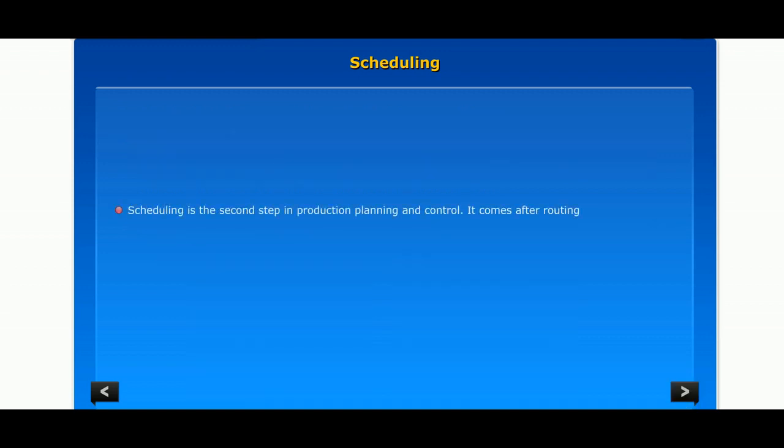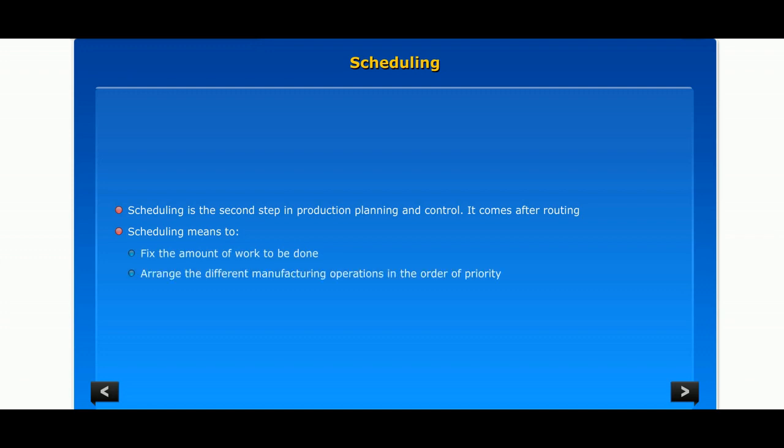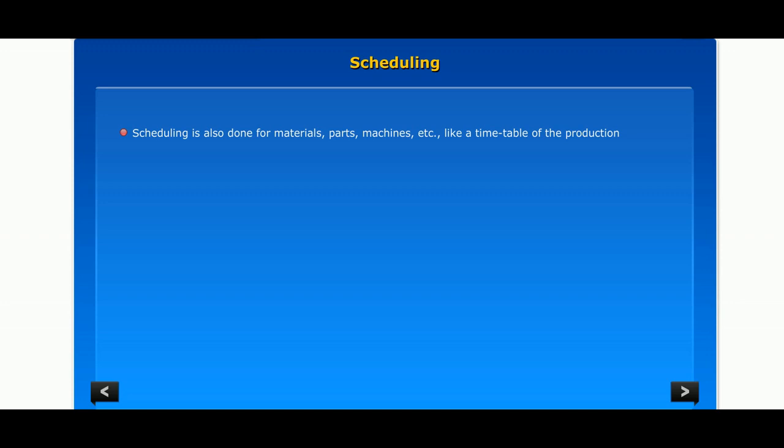Scheduling is the second step in production planning and control. It comes after routing. Scheduling means to fix the amount of work to be done, arrange the different manufacturing operations in the order of priority, and fix the start and completion date and time for each operation. Scheduling is also done for materials, parts, machines, etc., like a timetable of the production. It is similar to the timetable prepared by the railways. Time element is given special importance in scheduling.